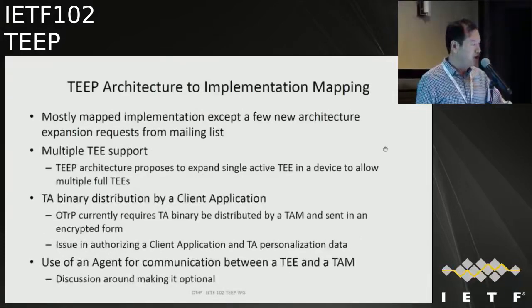This one I think the architecture draft talks about, so I will not repeat it here. There are gaps today because of new features about multiple TE support and TA distribution by client application. This has not been designed in the OTrP protocol yet, but we will continue to work on the architecture. Once there's a resolution for that, we'll put it into the protocol part.